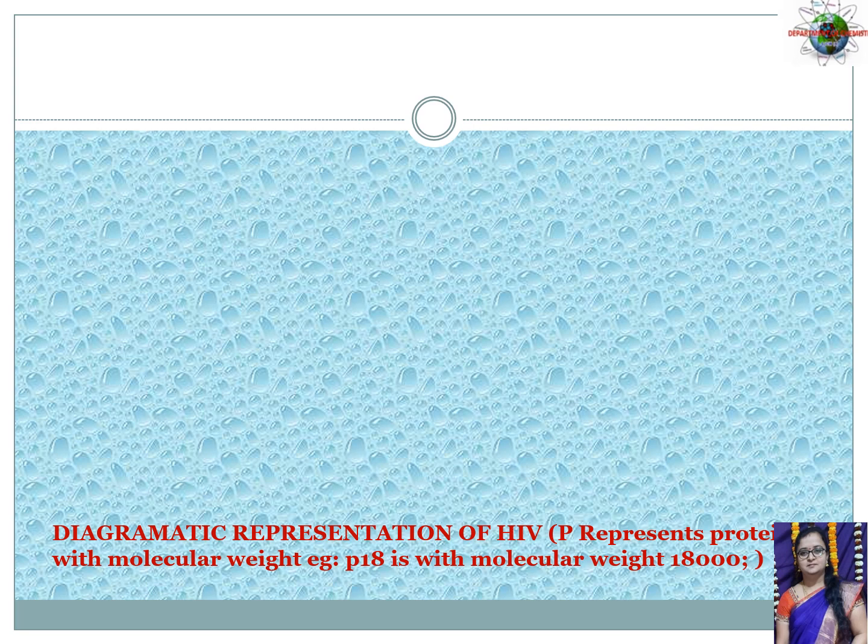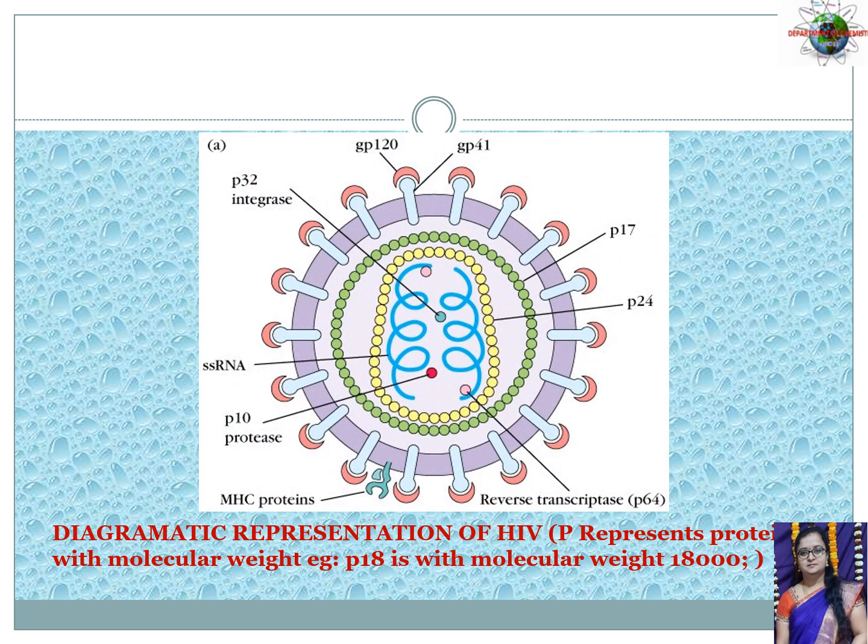This is a diagrammatic representation of HIV, and P represents the protein with a molecular weight. P18 means the molecular weight is 18,000.